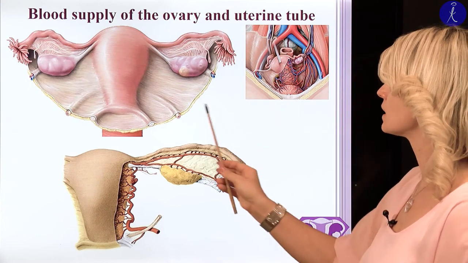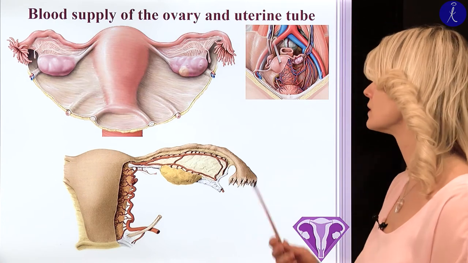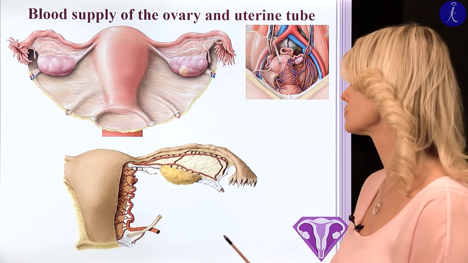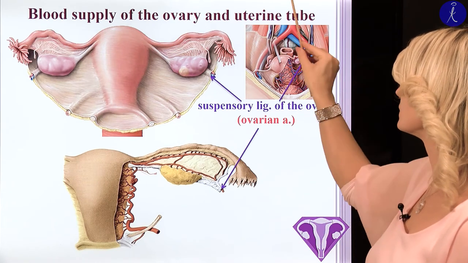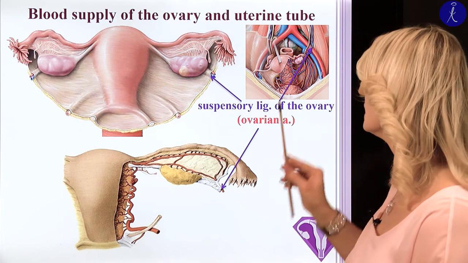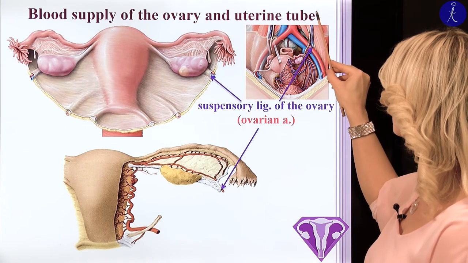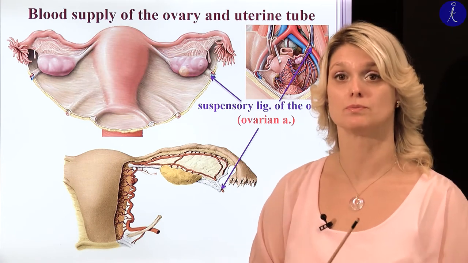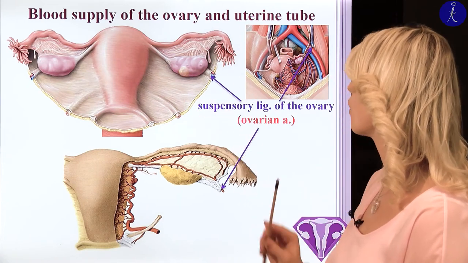I have to talk about the blood supply of the ovary and the uterine tube together. I told you that there are two different vessels which are involved in the blood supply of these structures. The first one is the ovarian artery, which will originate from the abdominal aorta. We will see it during the dissection of the retroperitoneum. They will originate from here, somewhere from here, from the abdominal aorta, and after will go downward.